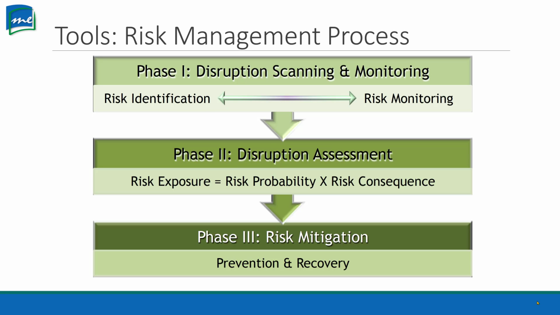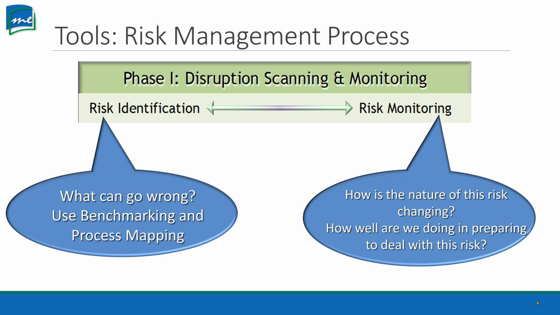Phase 2, we're going to assess that risk. Our risk exposure is the probability of that risk times the consequence of the risk. So if there's a 90% chance that it's going to happen and it's going to cost $1 million, our risk exposure might be $900,000. And then our mitigation in phase 3. How are we going to prevent this risk from happening, and how are we going to recover from it if it does?